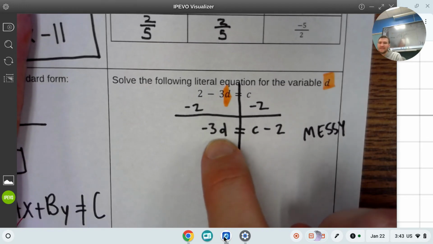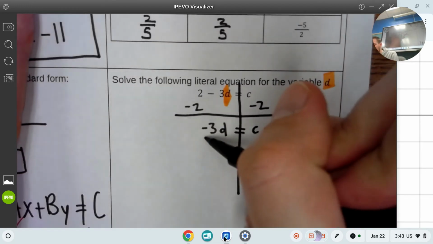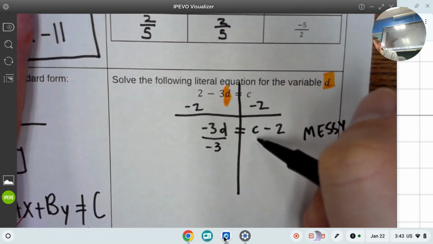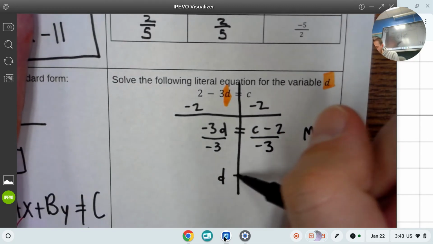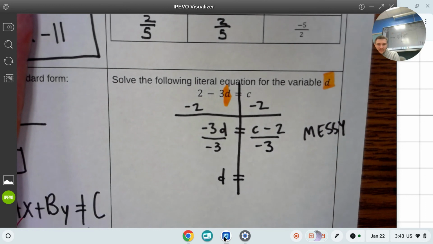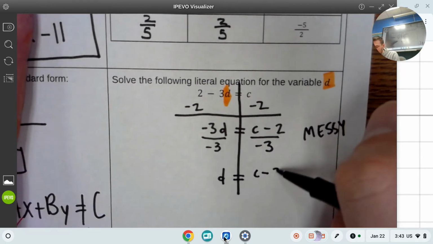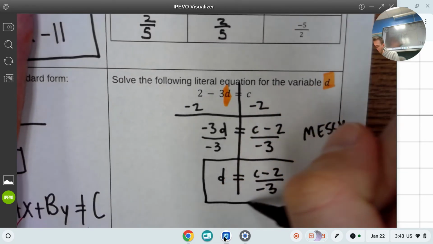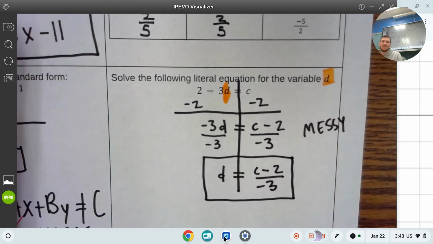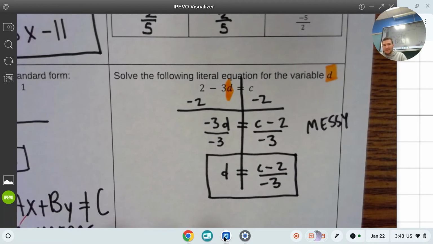How do you solve for the letter D? You divide by negative 3, divide by negative 3. And so if we write the whole thing, D equals C minus 2 over negative 3. Even though that whole side looks crazy, who cares? The D is all by itself. All right, that's the whole piece of paper.